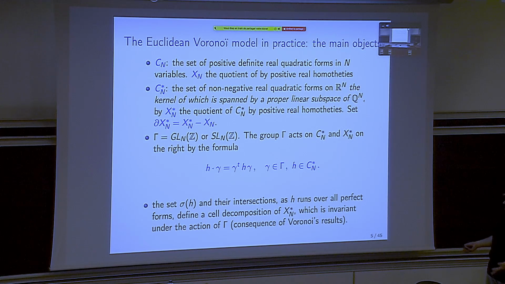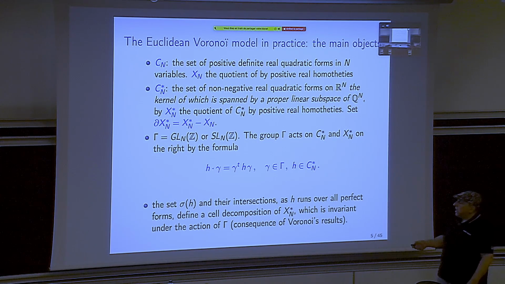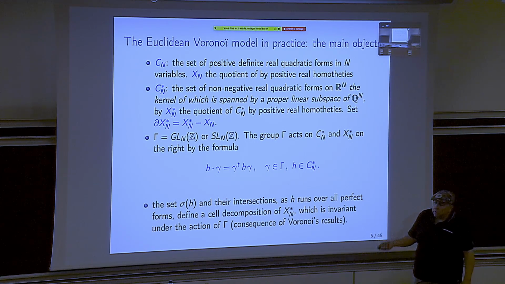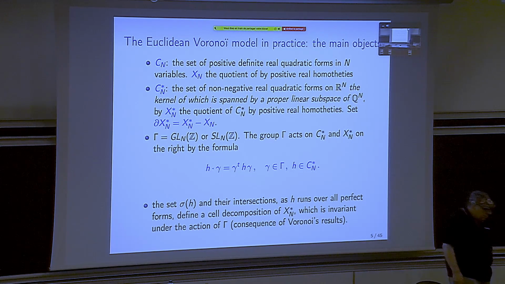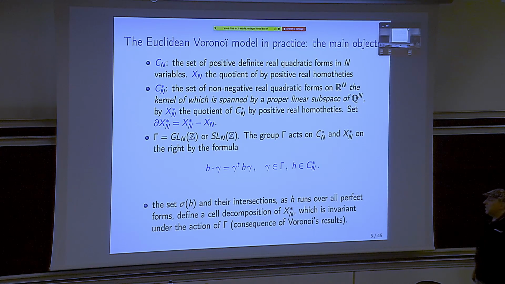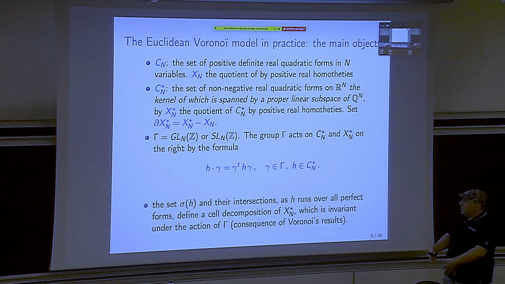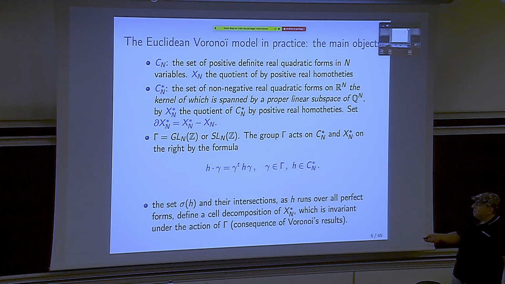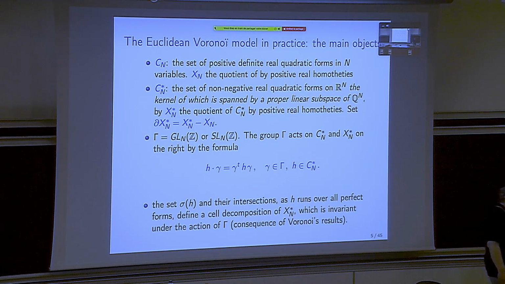So this is a consequence of Voronoi's results. If you take the set of all the cones related to classes of perfect forms and their intersections, then you get a cellular decomposition of X_n star, which is invariant under the action of Gamma. So it means that you have a Gamma-cellular complex.